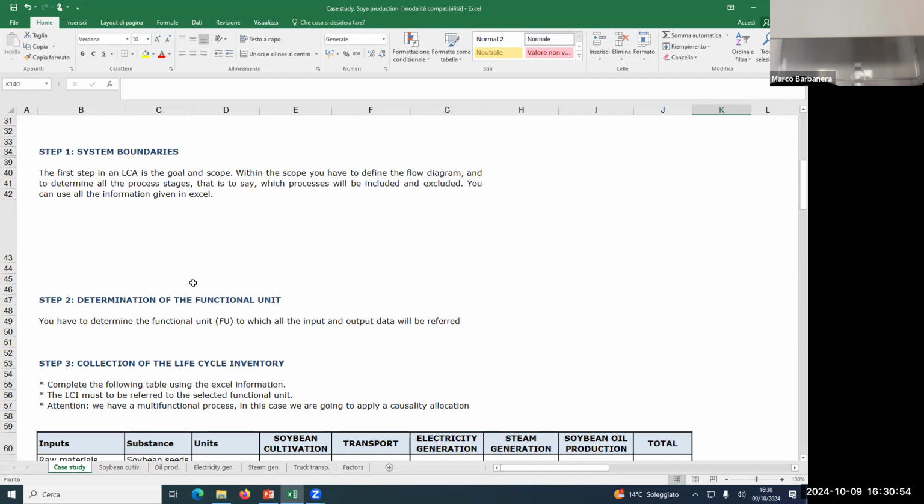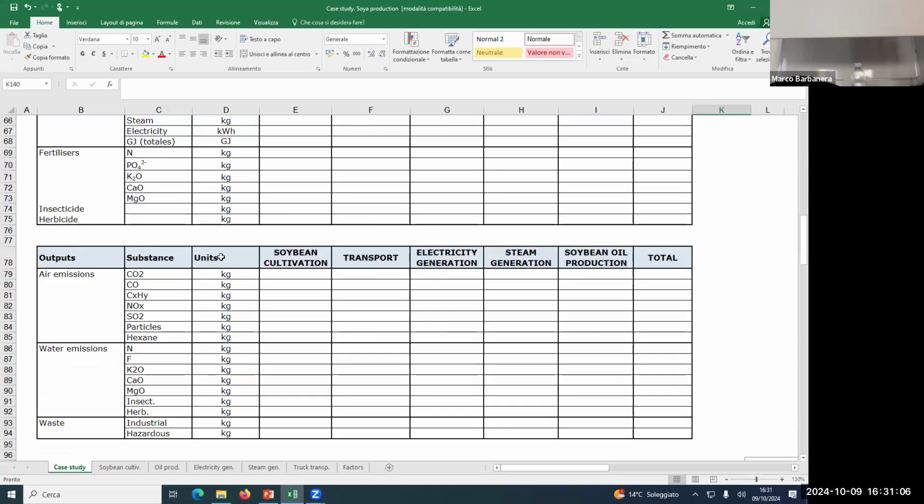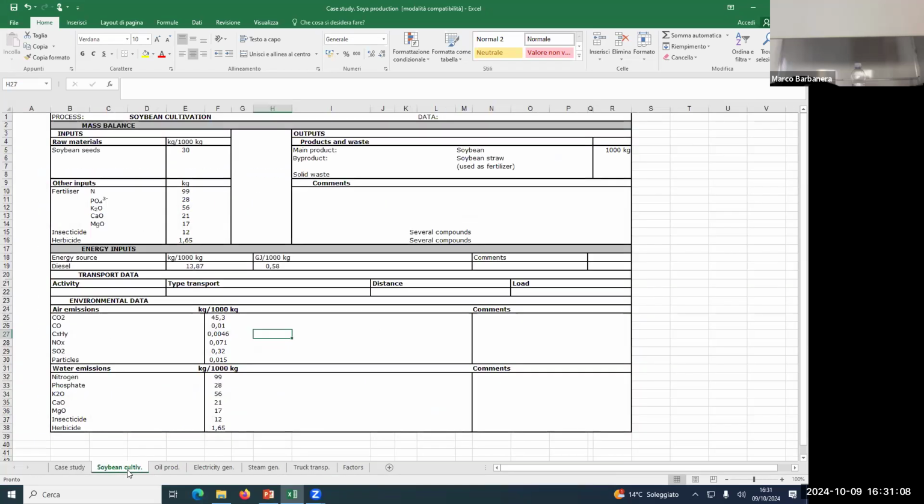The following step is the collection of the inventory data, input and output data for each unit process of the system boundaries, of the flow diagram. In this case, here in the soybean cultivation sheet, you can find the input and output data for this first step, soybean cultivation. Okay, in this case, you can find, for example, the input data here. Okay, input data.